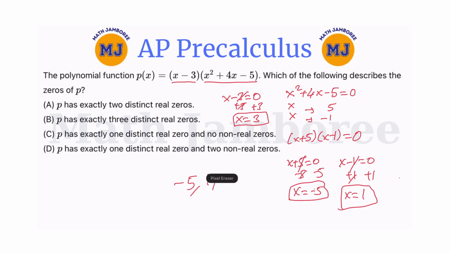Let me rewrite this 3. So this polynomial has 3 distinct real zeros. Therefore, the correct answer is choice B for this specific question.